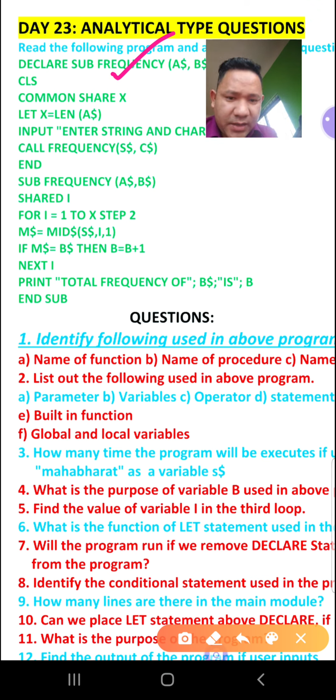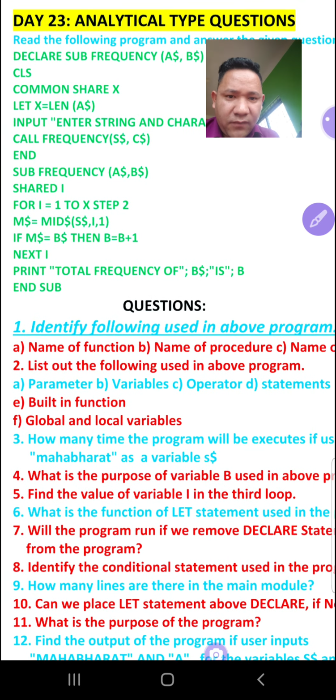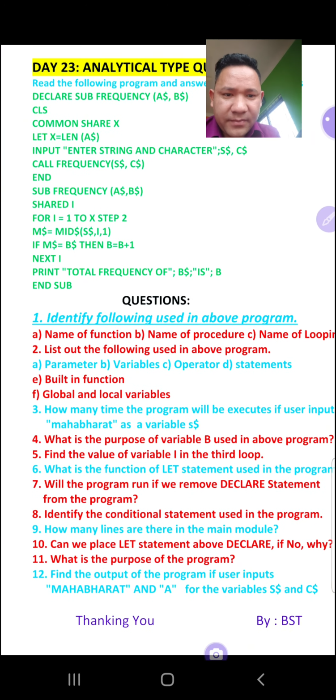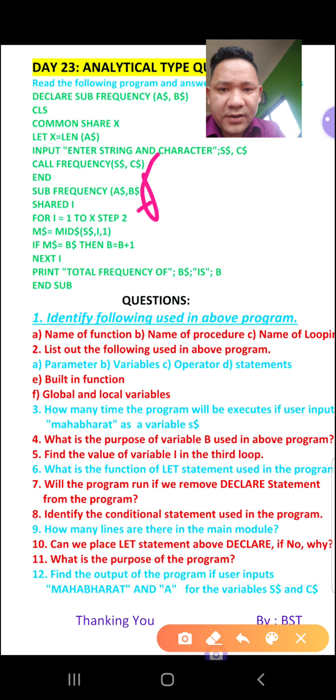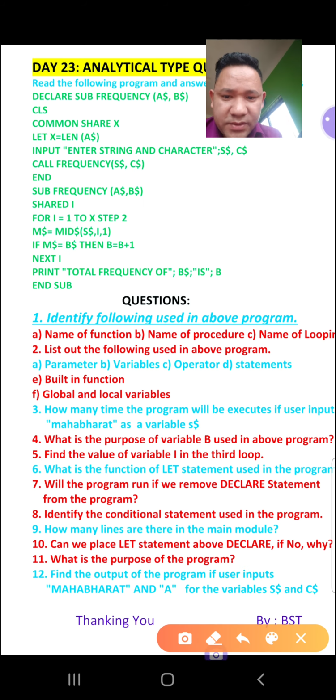Next one is name of the procedure. Name of procedure is sub procedure. Next one is name of looping statement. The name of the looping statement used in the program is for next. Next one is list out the following used in the program.